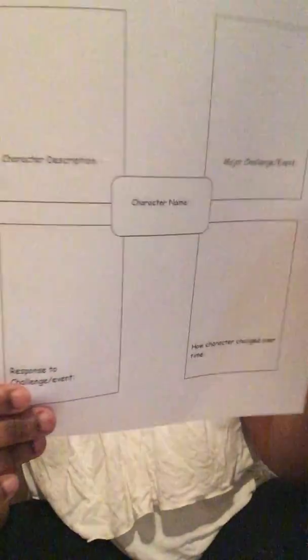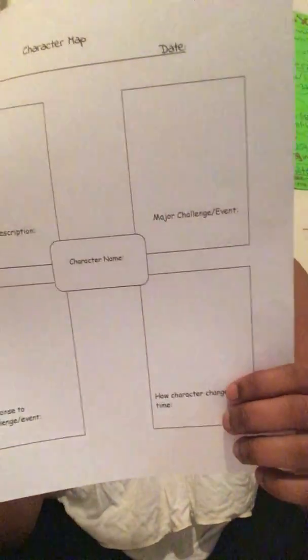So, instead of doing a little bubble map, my little bubbles are squares. So the students will choose their character. They will then describe the character. What do they look like? Are they a girl? Are they a boy? Are they a cat? They will describe a major event or a challenge that the character faced. Then, how did that character respond to that event or challenge? And how did the character change over time? So the students will be focusing on one character and describing that character.